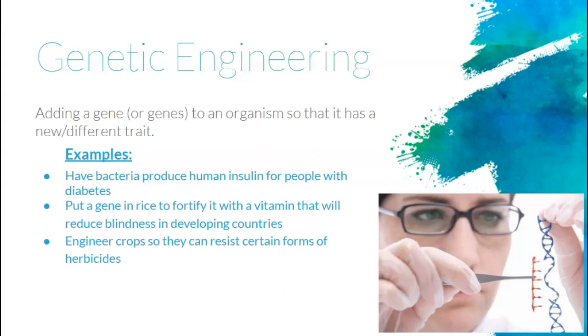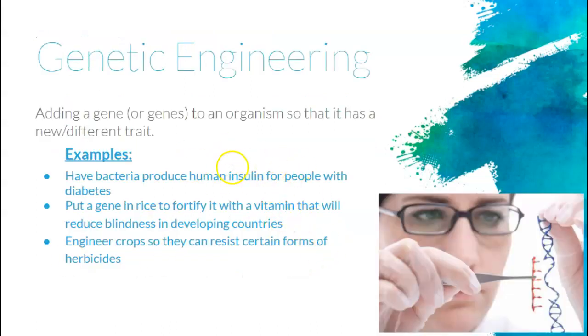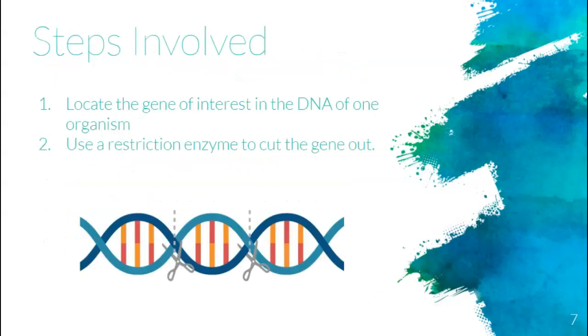So let's zoom in now and see the steps involved and how you actually do this. Step number 1, you want to find the gene of interest in the DNA of some organism. So maybe it's the insulin gene. I'm going to find that insulin gene in humans, and I'm going to use something called a restriction enzyme. Let's say here's a gene right here, obviously simplified. I'm going to snip it out with these things called restriction enzymes, and cut this gene away from the rest of the DNA.